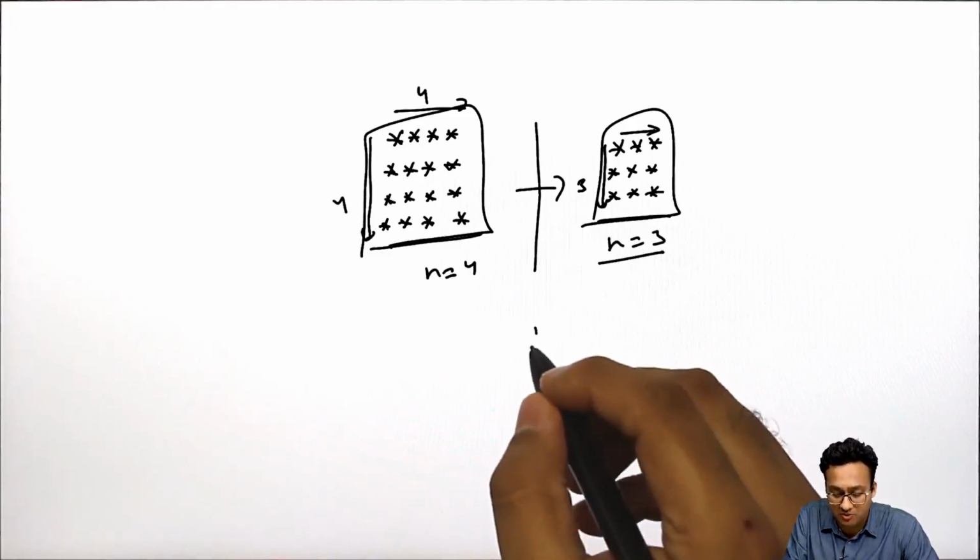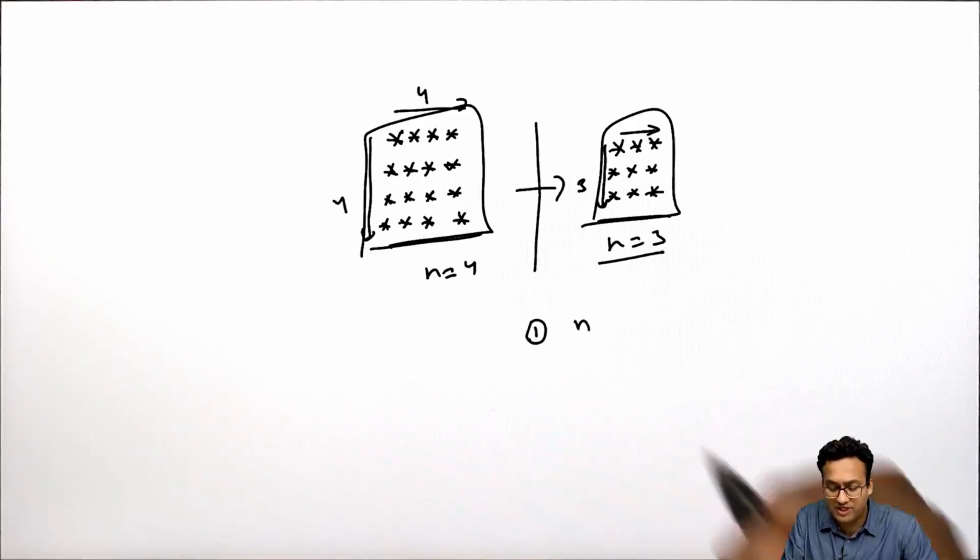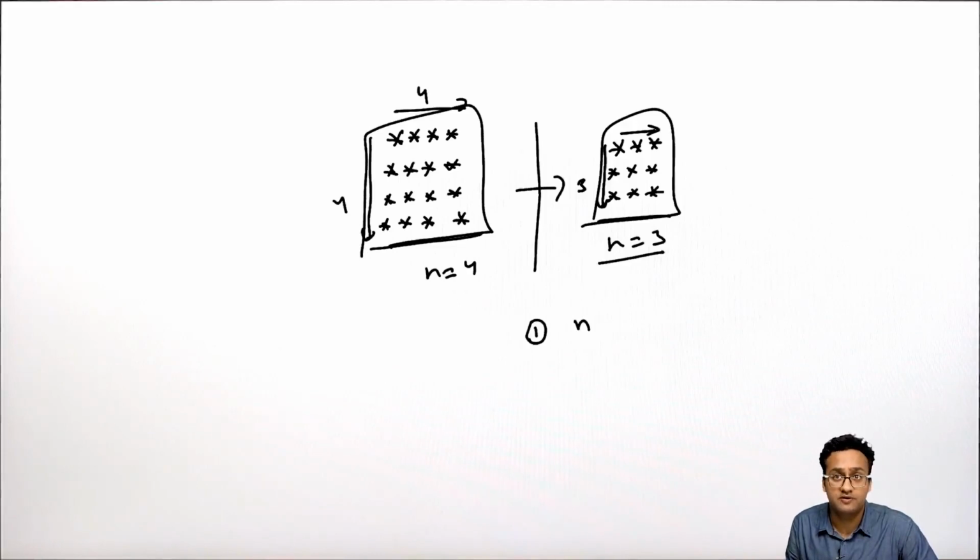The first question being, how many rows do you need to print? We need to print n rows. If n is 4, we need to print 4 rows. If n is 3, we need to print 3 rows. So we need to print n rows.